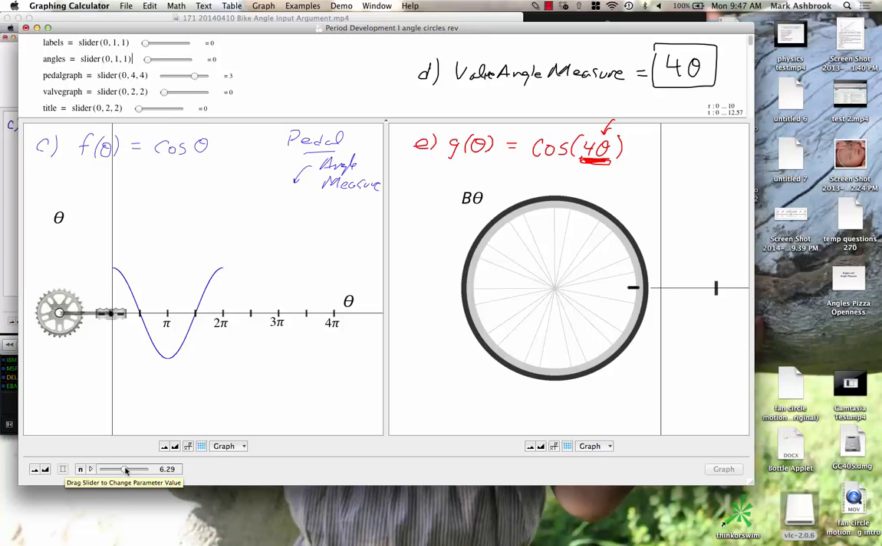So it makes one full cycle of output, max to midline to min to midline to max, when that pedal rotates that first cycle, first rotation. And then it's going to repeat from 0 to 4 pi. So this is what you should sketch for the angle, the function f.